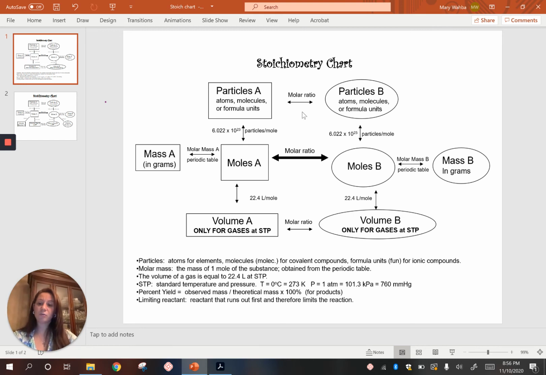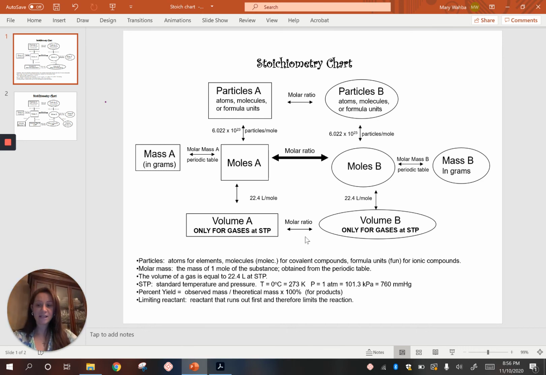So you'd still use the ratio from the equation, but you'd use that number next to the particles of A and next to the particles of B. So you can go directly or you can go the long way. Why can you go directly? Well, the reason is because this step is going to cancel with this step, because one time you're going to multiply by Avogadro's number and the other time you're going to divide by Avogadro's number. And so those two steps cancel, so you can just basically do this step from particles to particles.